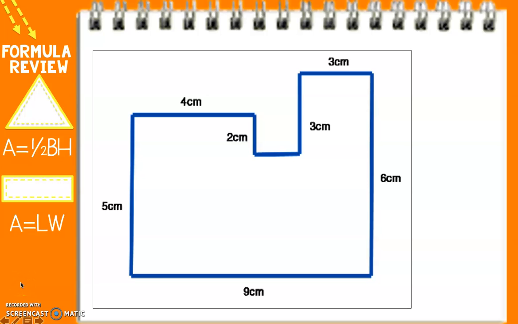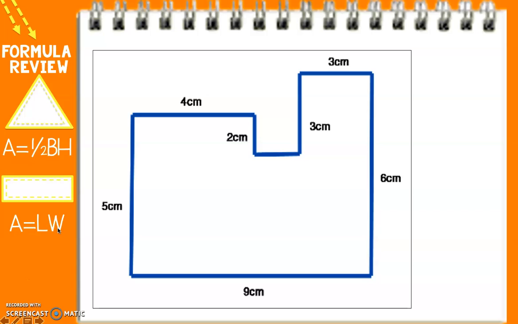Alright guys, so today we talked about calculating the area of irregular polygons. So, quick formula review. The formula for the area of a triangle is area equals 1/2 of the base times the height. The formula for the area of a rectangle is area equals length times width.